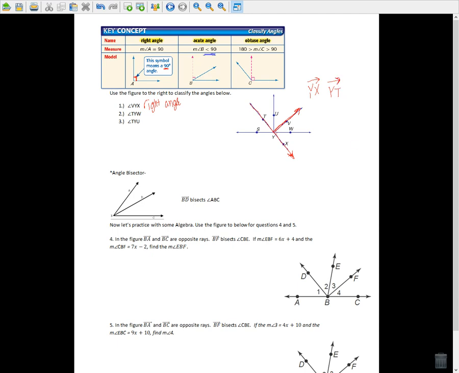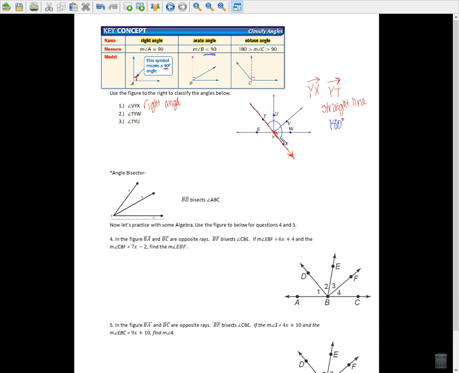Okay, I'm going to erase this for now. Do you guys see how these are opposite rays? These guys go in both directions. Y is the common point, and they go forever and ever in opposite directions. So that's going to form a straight line, right? So we are going to have a straight line here. And when we have a straight line, the question is how many degrees is a straight line? So hopefully you told yourself 180 degrees.